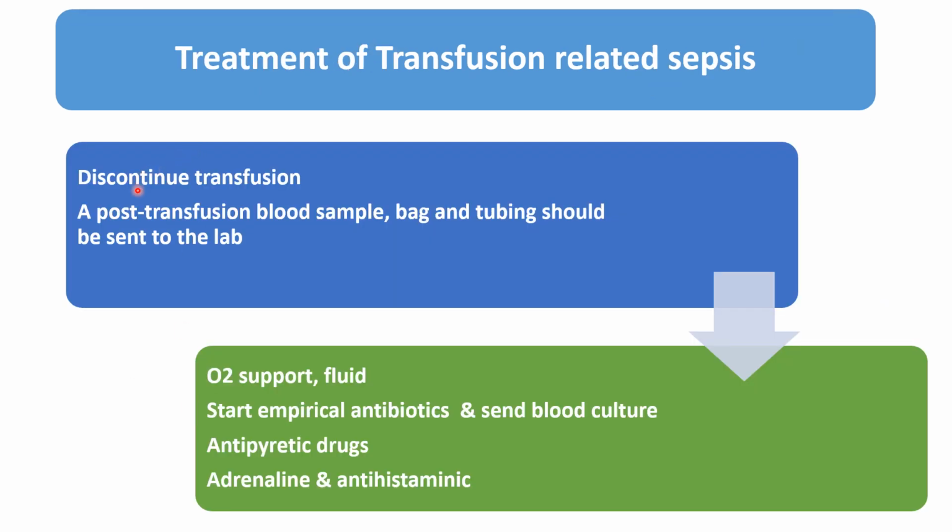We should discontinue the transfusion. Post-transfusion blood sample, bag and tubing should be sent to the lab. We should start oxygen support. Fluid should be started. We should also start empirical antibiotics and send the blood culture. Antipyretic for the fever, adrenaline and antihistaminic can be given.